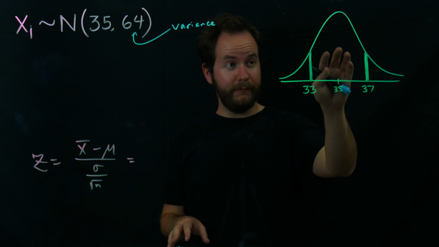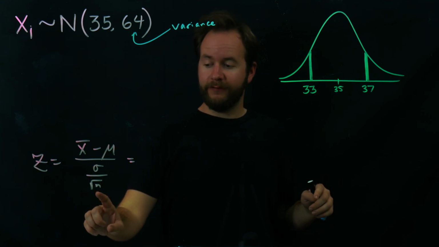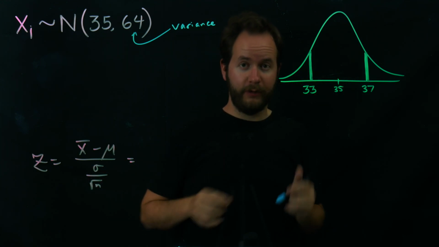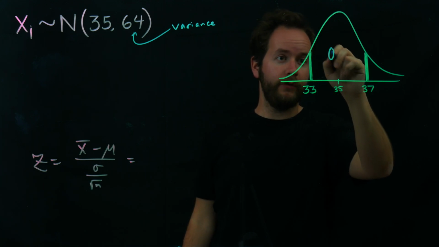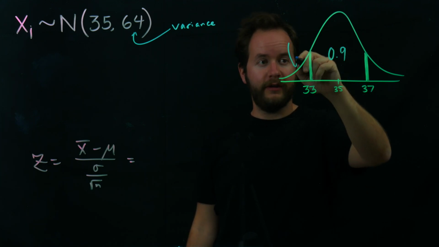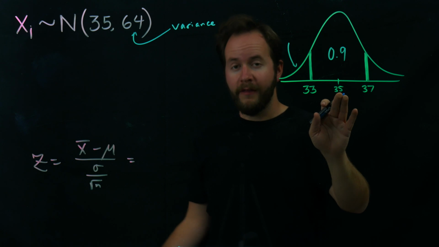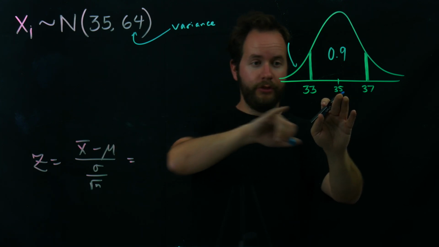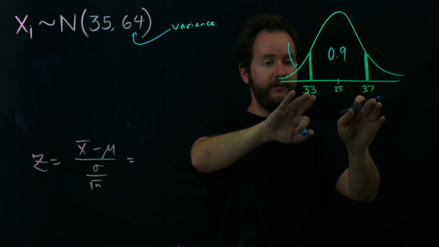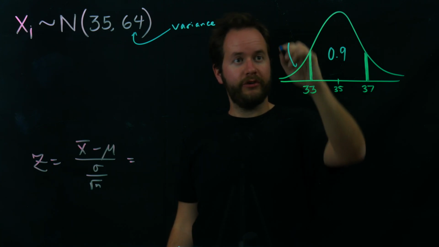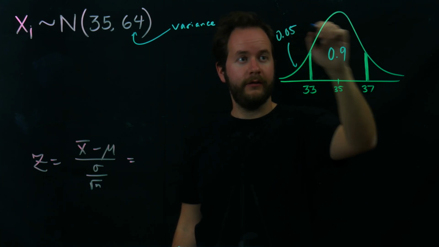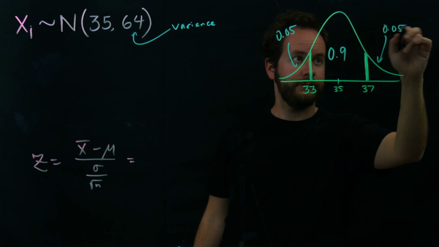The last part has us working backwards. Now we're told what the middle percentage is. We want to work backwards to find the sample size that would have given us such a middle percentage. So we're told that we want the middle 90% here, which means if they're symmetric around 35, we remember that the average was 35, right? So 33 and 37 are just as equally spaced around 35 above and below, which tells us that there's 5% here and there's 5% here.